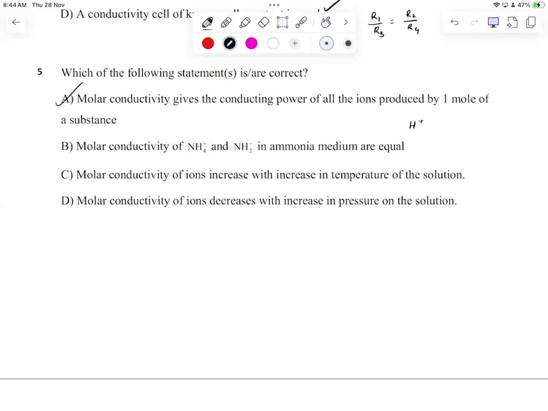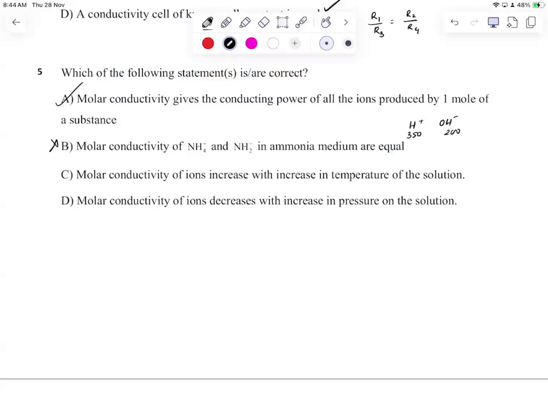You can check this in reference to H plus and OH minus. H plus has around 350, while OH minus has around 200 molar conductivity. So you can see, although they both come from the same water molecule, on dissociation of water molecule, you'll get these two ions. Same way, on dissociation of ammonia, you'll get these two ions. But it is not necessary that they have to have equal amount.